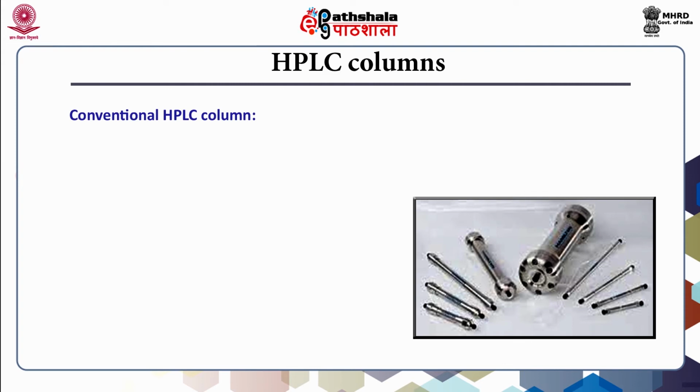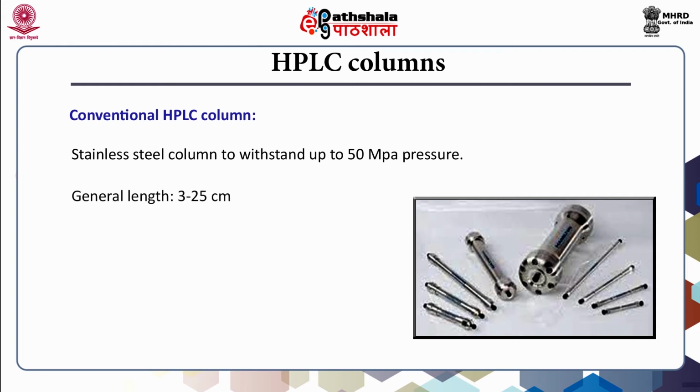Conventional HPLC columns are made of stainless steel. Why do we have to use stainless steel? Because it must withstand high pressures, like 50 megapascal. These kinds of columns are generally 3 to 25 centimeters in length. The internal diameter in these columns is nearly 2 to 5 millimeters. The flow rate of mobile phase in these columns is 1 to 10 ml per minute.